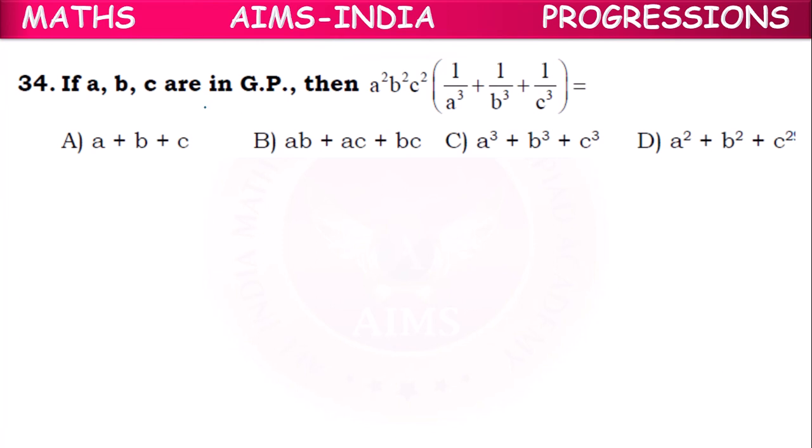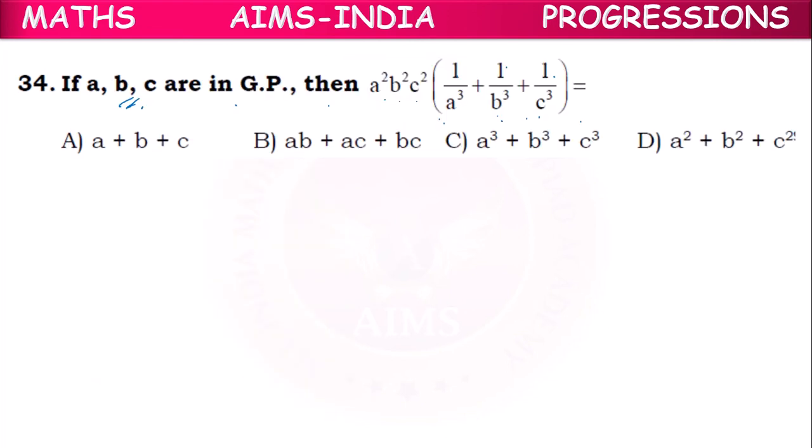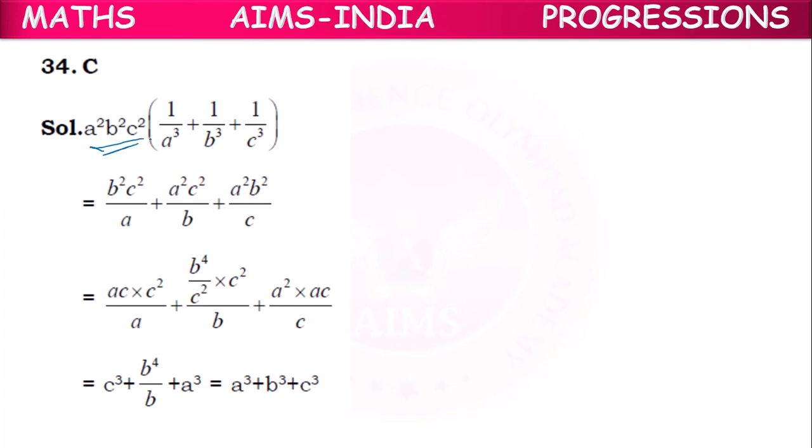So okay children, here another question. If A, B, C are in GP, then A square, B square, C square into 1 by A cube plus 1 by B cube plus 1 by C cube, this value is how much? So if we try to simplify this value, A cube, B cube, C cube, LCM is A cube into B cube into C cube.